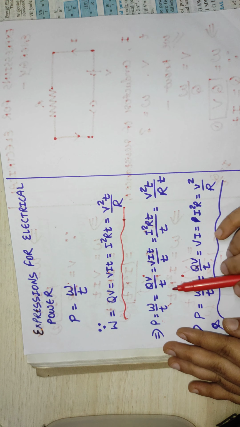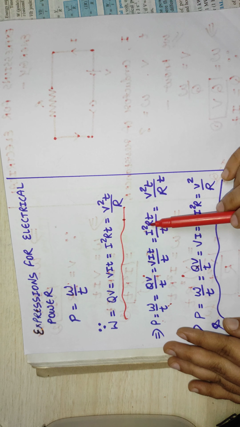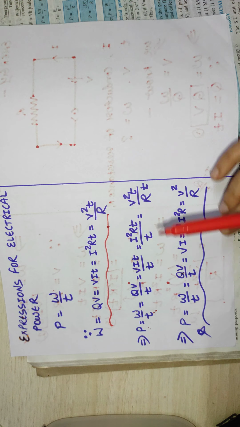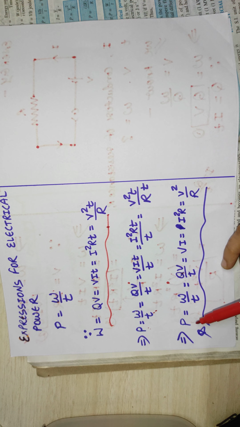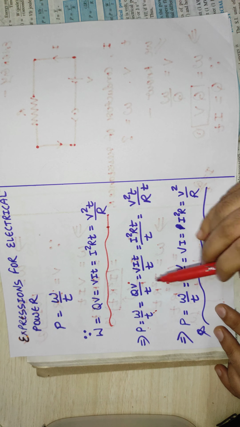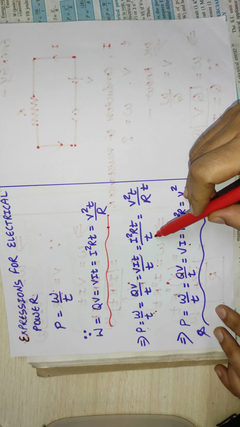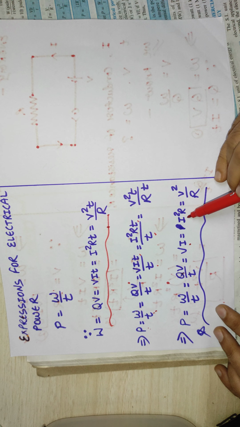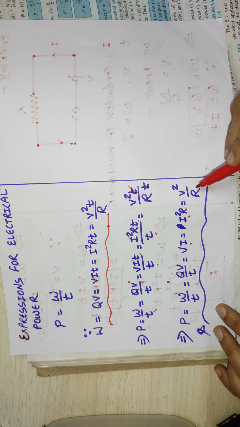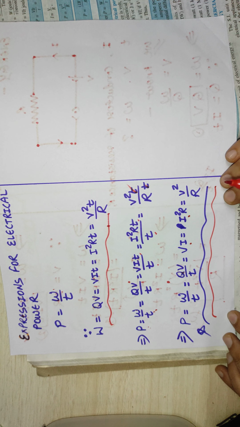So one by one, writing all these formulae here: W by T, QV by T, VIT by T, I square RT by T, V square T by RT. Okay, so T and T will cancel at some places. The final formula for P we will get: here nothing will cancel, so W by T only. Here also QV by T only. Here T and T will cancel, we get VI. Here also T and T will cancel, so we get I square R. And here T and T again will cancel, what we get is V square by R. So these are the different formulae or expressions for electrical power.